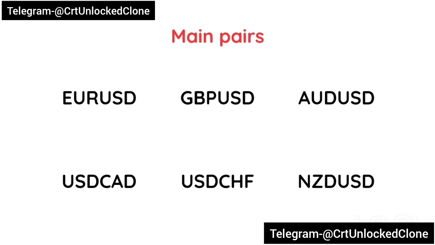There are so many pairs in Forex and we can trade every pair using CRT and TBS, which means candle range theory and turtle body soup. But in this video, I will name certain pairs to trade due to spread. Yes, I suggest these pairs because they have low spread so that you can trade them easily.